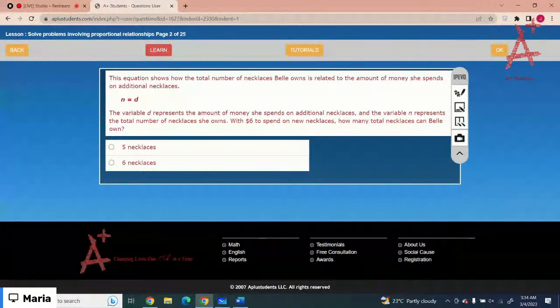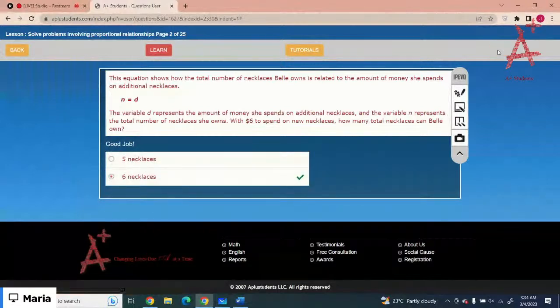So now N and D are equal. Got it? So when D is $6, N equals D, so N is also 6. Got it? That means with $6 she can buy an additional 6 necklaces. Got it? So the correct option is 6 necklaces.